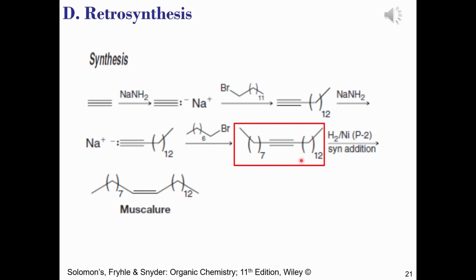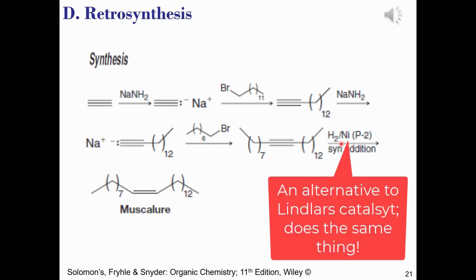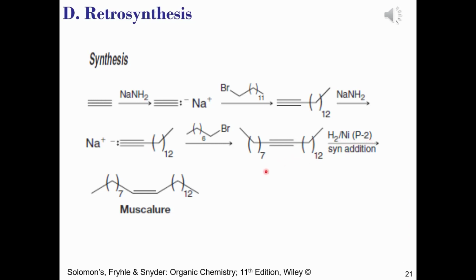Lastly, the use of hydrogenation with a metal catalyst that is equivalent to Lindlar catalyst adds a molecule of hydrogen via syn addition and yields the target molecule muscalure. This concludes Part D.